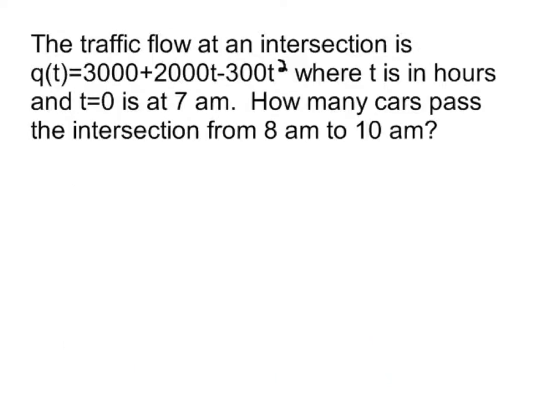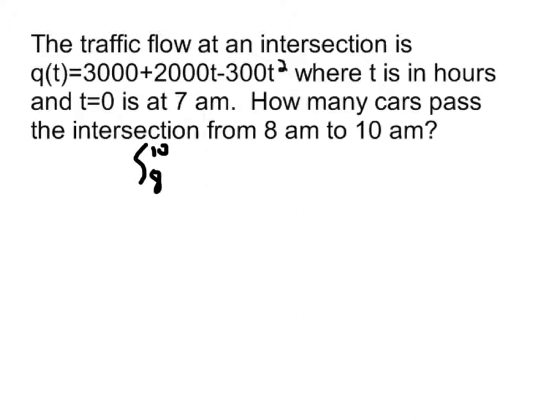Here's a really tricky question about traffic flow using integrals and rates. So the traffic flow at an intersection is Q of t is equal to 3000 plus 2000 t plus 300 t squared. That's the rate at which cars go through an intersection, where t is in hours and t equals 0 is at 7 a.m. How many cars pass through the intersection from 8 a.m. to 10 p.m.?